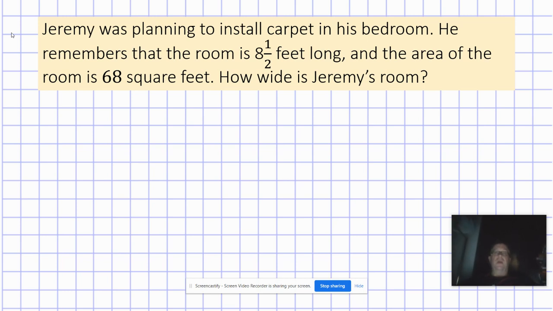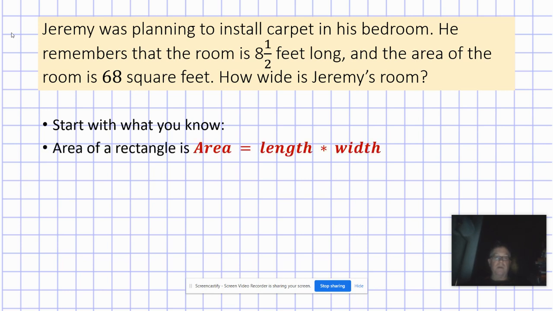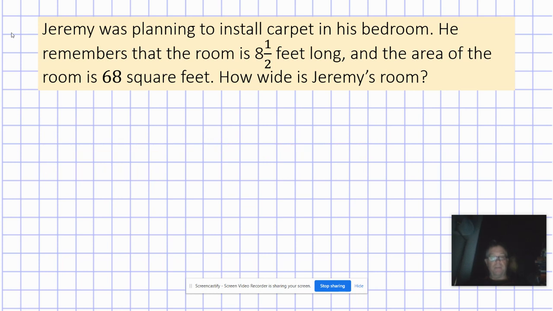Okay. So what you might be doing is getting scared because it's got a fraction. Here's what you do. Figure out what you already know. Remember that the area of a rectangle, like Jeremy's room probably is, the area is the length multiplied by the width. Draw a diagram. Anytime you have a problem that sounds geometric, draw a diagram.